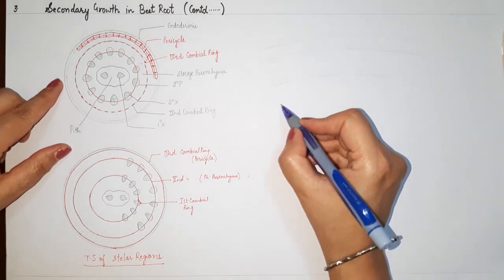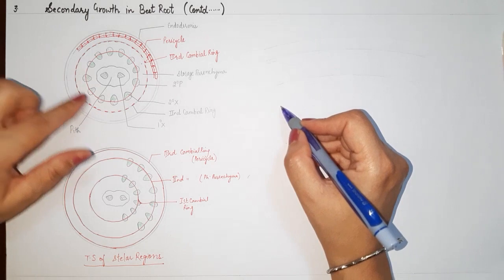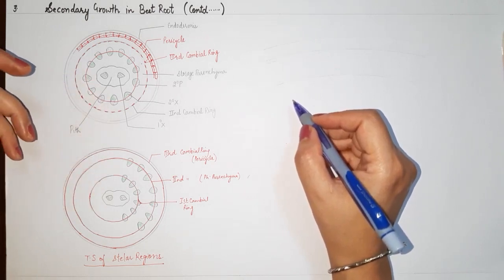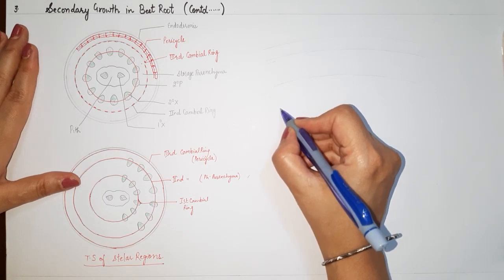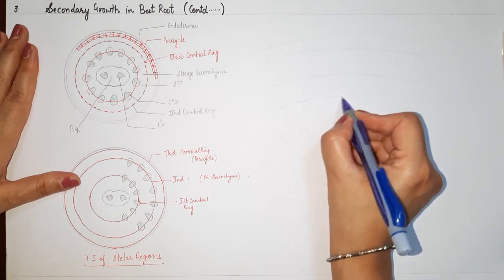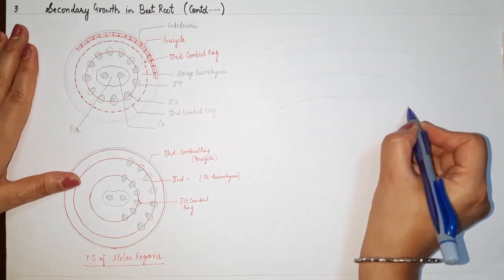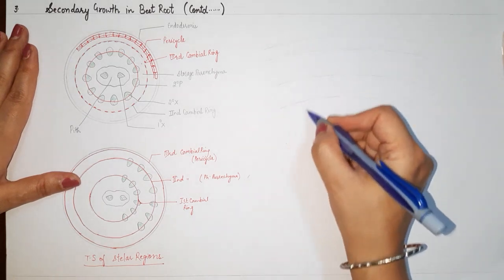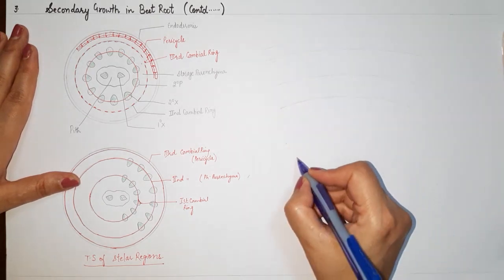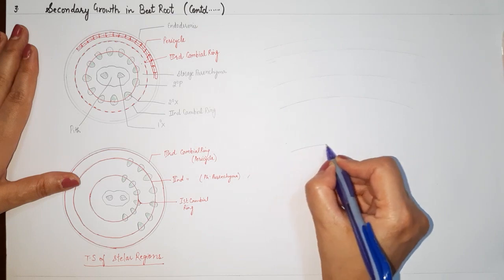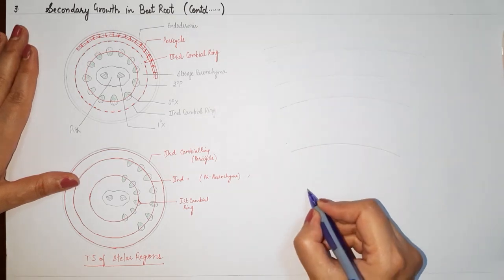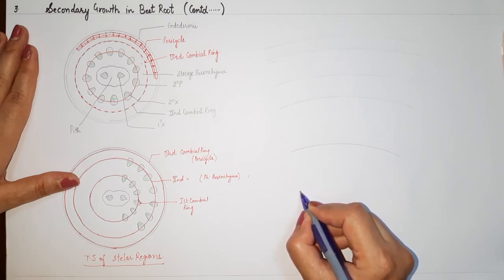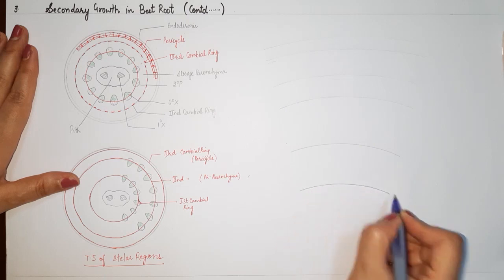Okay, you can show as many layers, rings of vascular bundles as you want. We are going to show here 3 rings. So with some gap, draw the third cambial ring. Around this we will have vascular bundles. With some gap, the second cambial ring. Again with some gap, the first cambial ring.